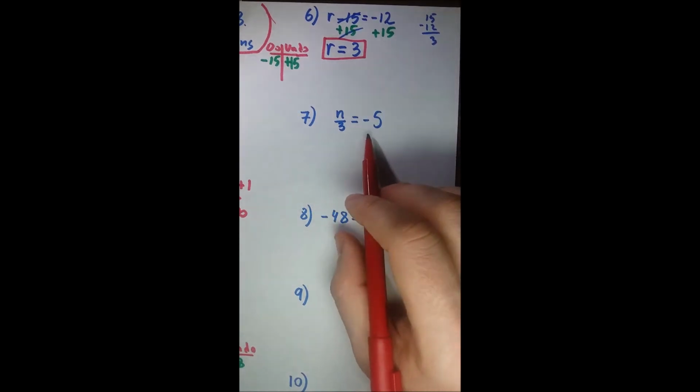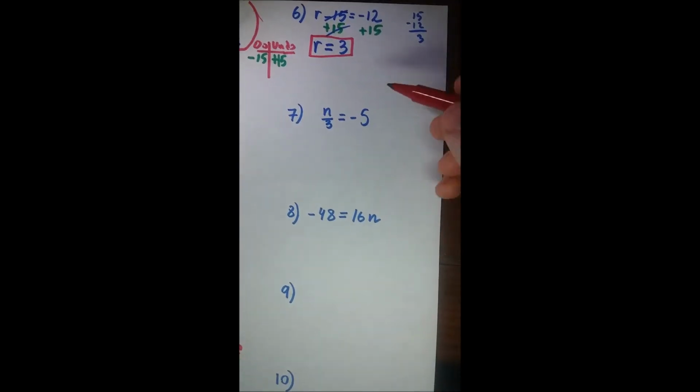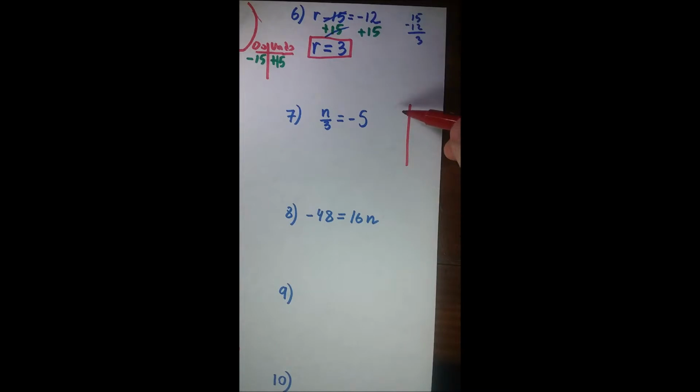Now, n over 3 equals negative 5. Here is a thing. Also, I'm going to use a table here. I'm looking for a good place to put a table.